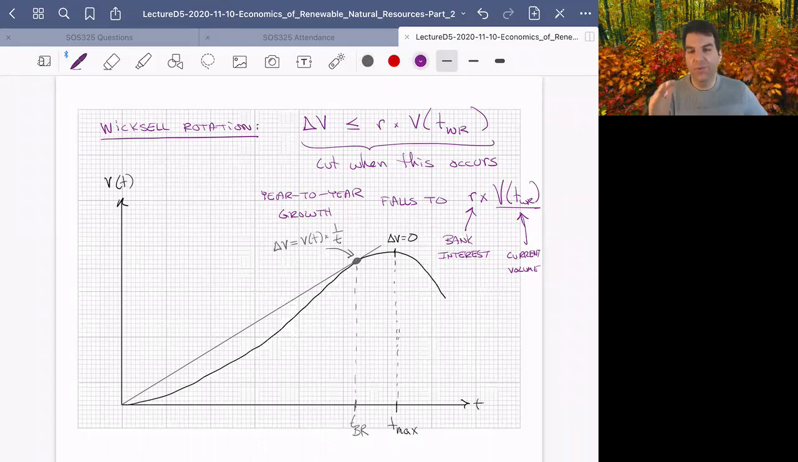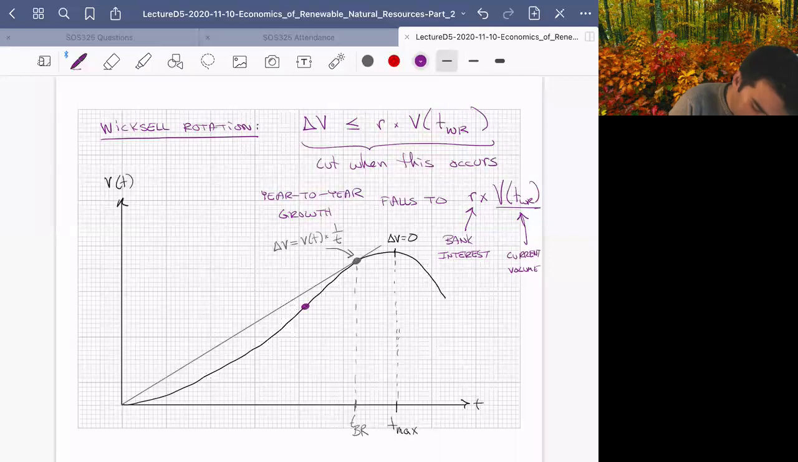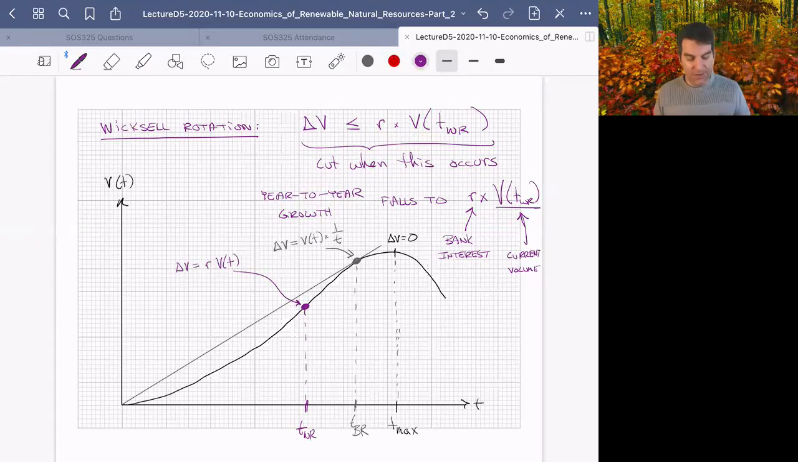And so the Wicksell rotation basically is where the delta V falls to, so I've climbed up in delta V. And so there's going to be another point, let's say it's here, for example. And I just picked that point arbitrarily. And this will be where delta V is equal to R times V over T.